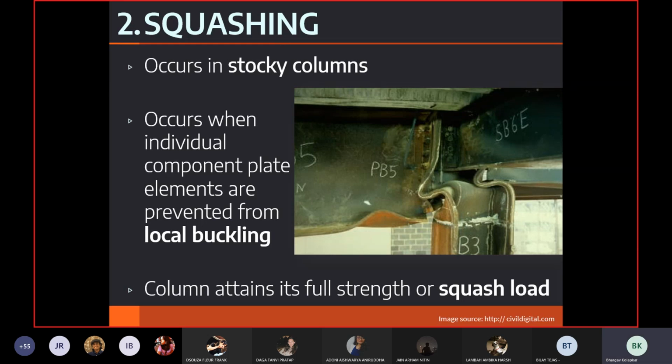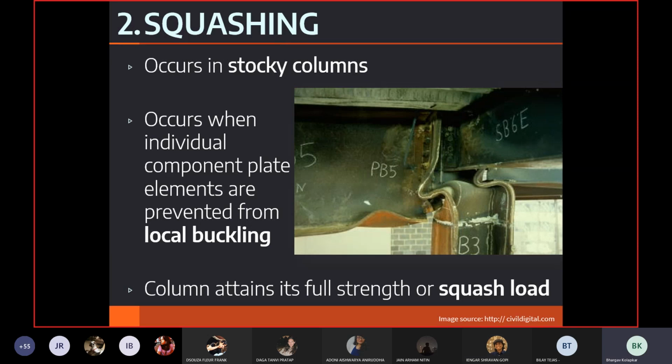Do you understand this? Bhargav, I had a question. Yeah. So only the most efficiently designed columns would fail in such a way, right? Where it's not a failure of the design, but the material itself, and the only way to fix that is to add more material to the column.